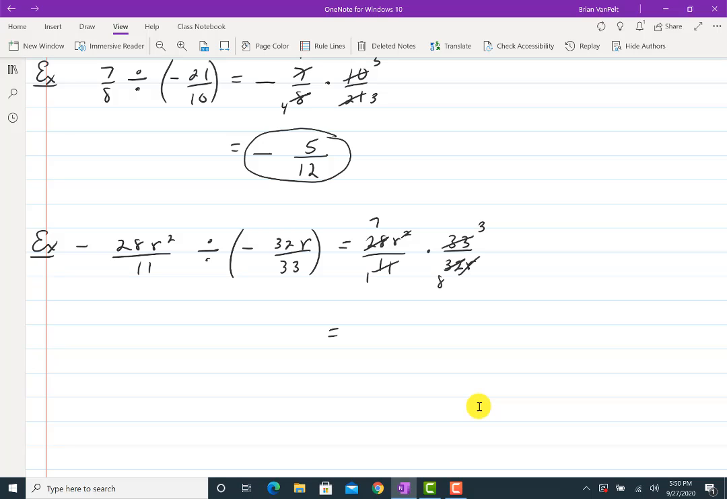Let's see what's all left. Notice again the negatives cancel. What do I have in the numerator? I have a 7, I have an R, and I have a 3. So 7 times R times 3 is 21R. In the denominator, I have 1 times 8 is 8. And that finishes the problem.